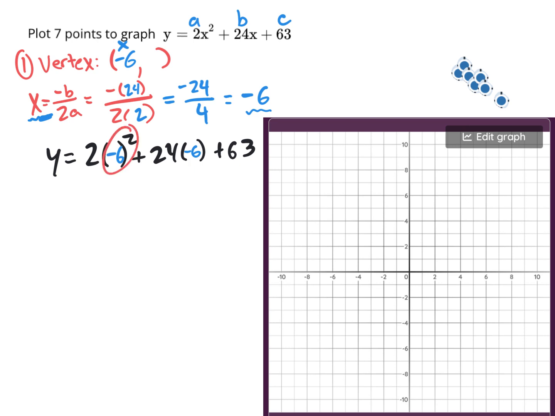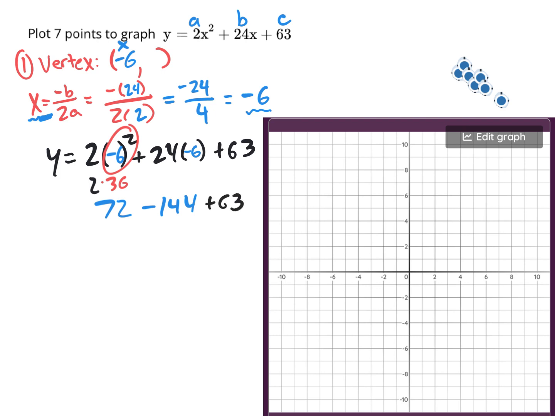Negative 6 squared, that's easy. That's positive 36. Then you're going to multiply it by 2, and that does give you 72. Okay, so we have a 72, and then 24 times negative 6 will give us a negative 144. I just did this on the calculator. So that gives us a minus 144. And then you bring down the plus 63.